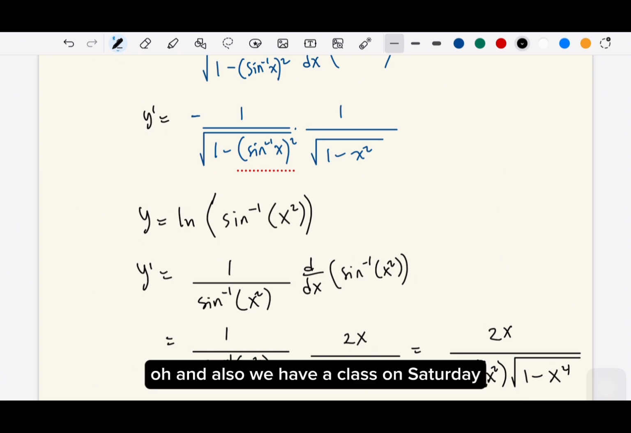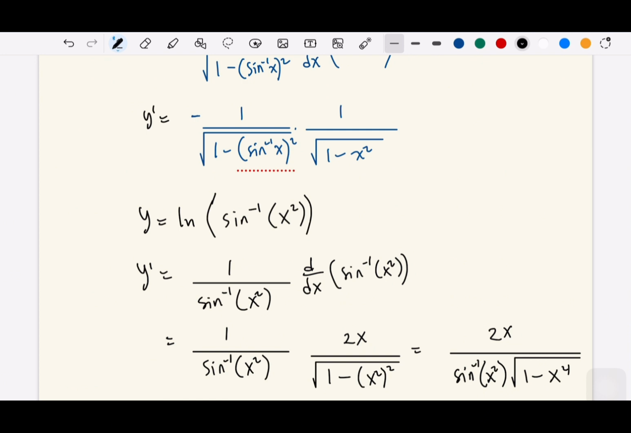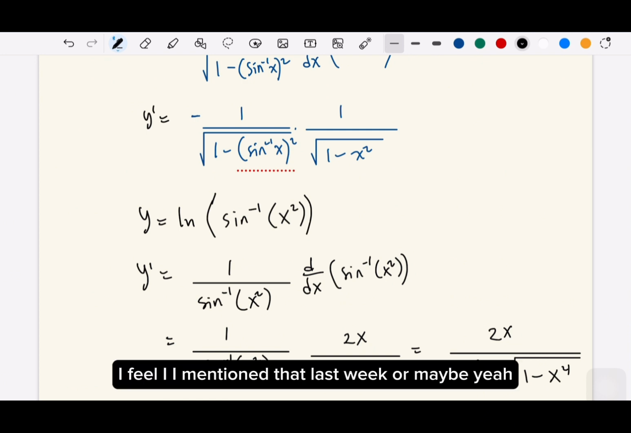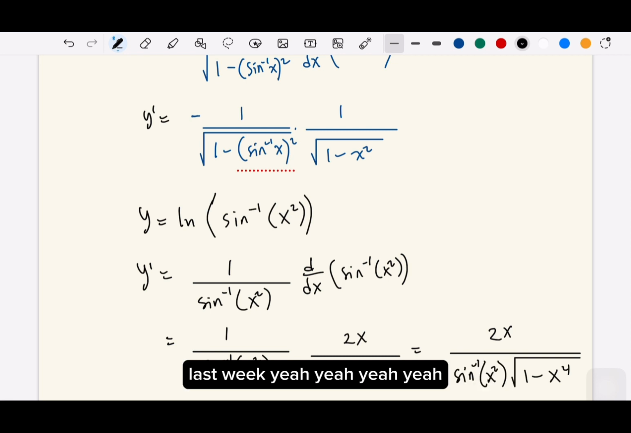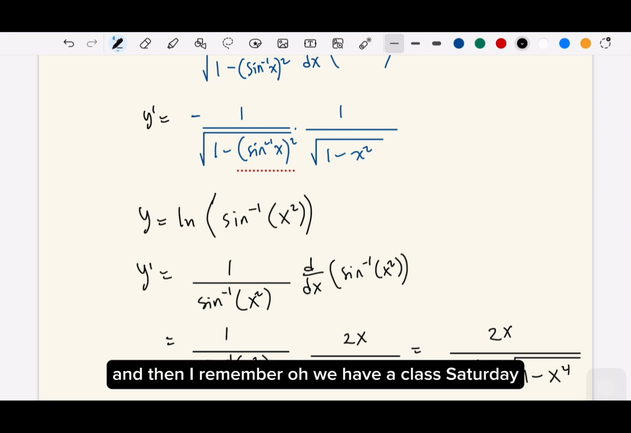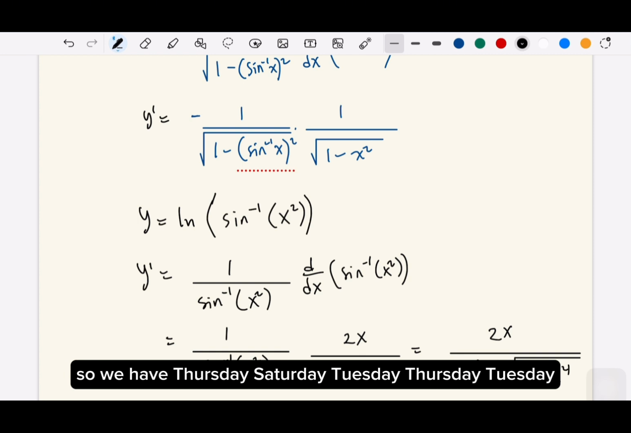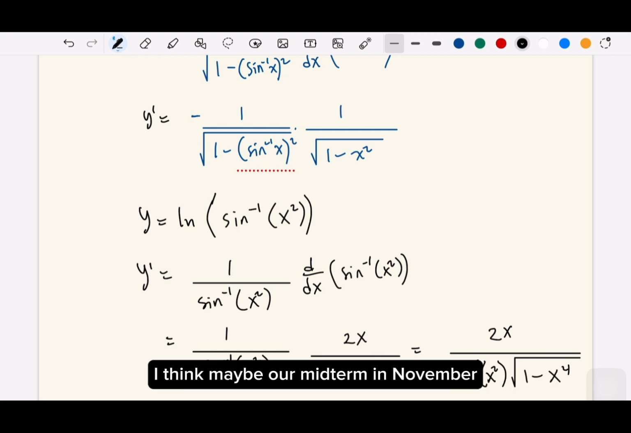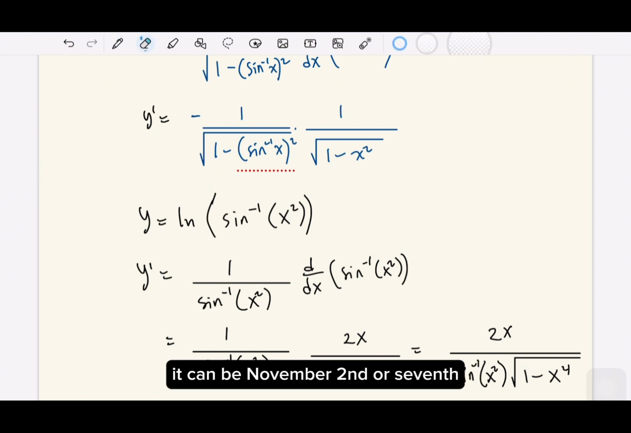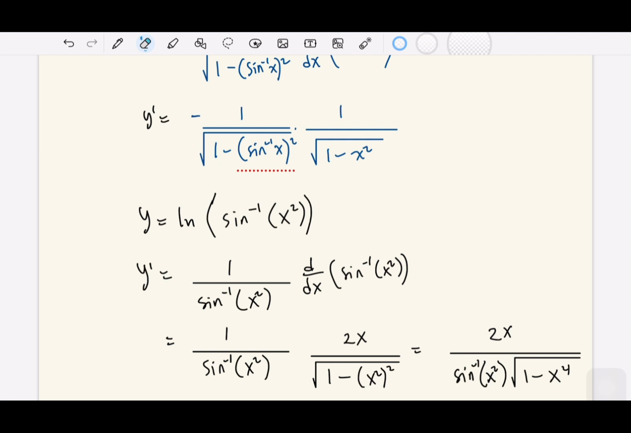Oh, and also we have a class on Saturday. I think I mentioned that last week. Yeah, and then I remember, oh, we have a class Saturday. So we have Thursday, Saturday, Tuesday, Thursday, Tuesday. I think maybe our midterm is in November. Okay, it can be November 2nd or 7th.